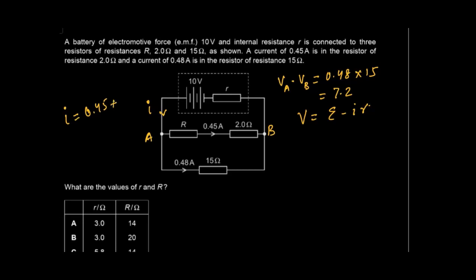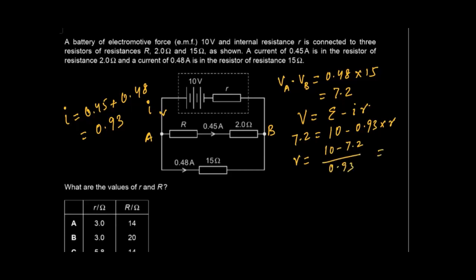0.45 plus 0.48. This comes out to be 0.93. So voltage is 7.2, EMF is 10 given here, minus I is 0.93 into R. So from here we can find R is equal to 10 minus 7.2 upon 0.93. This comes out to be 3.0. So the internal resistance of the battery is 3.0.